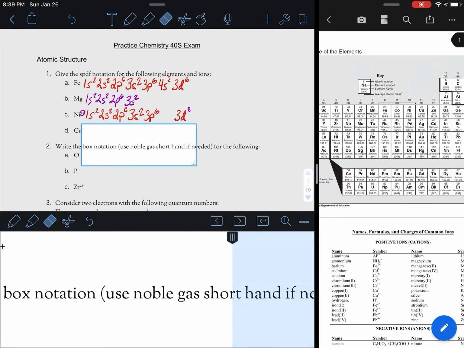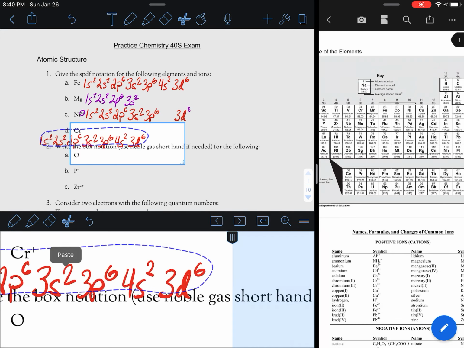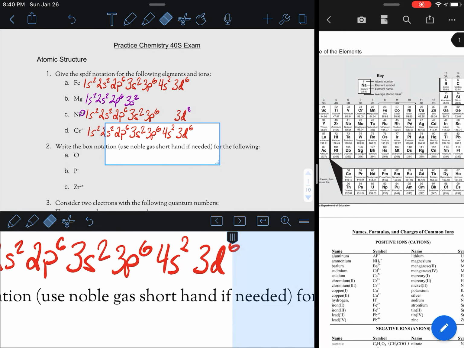Even though we fill electrons in a certain order, when we lose electrons, we lose them largest orbital first. Okay, so let's do the chromium. Chromium is 2 smaller than iron, so I should probably need to stop cheating. Maybe that's where my mistake is.